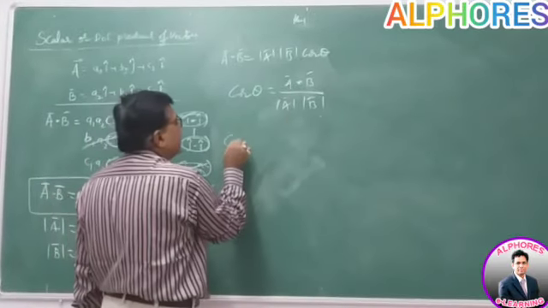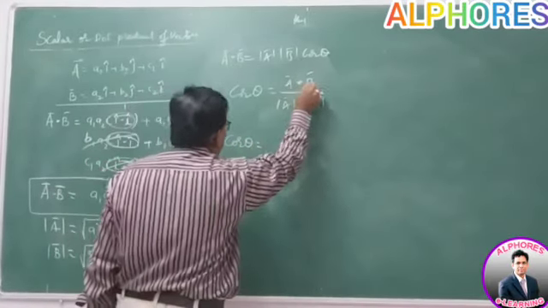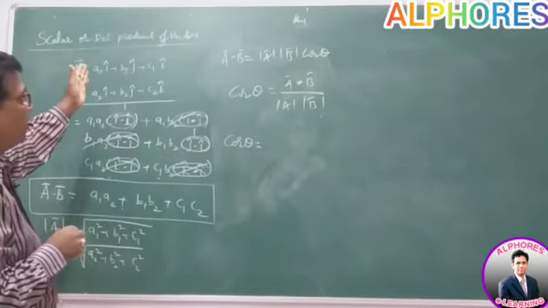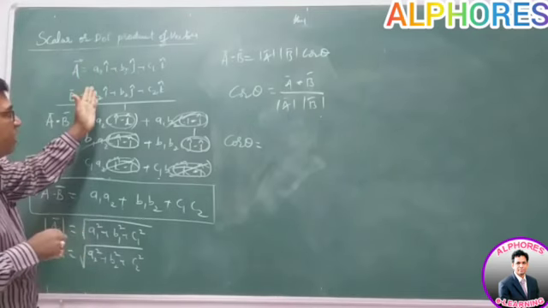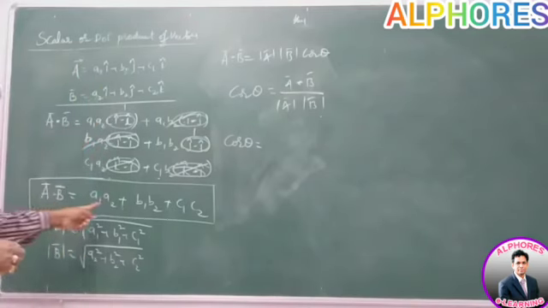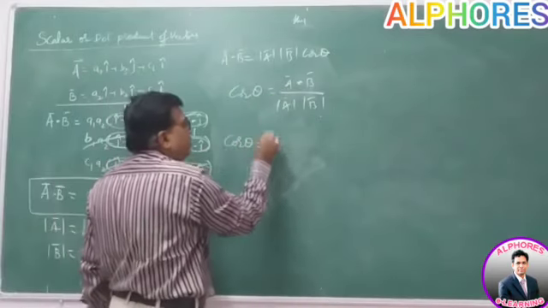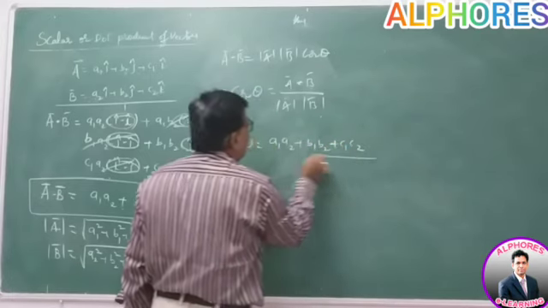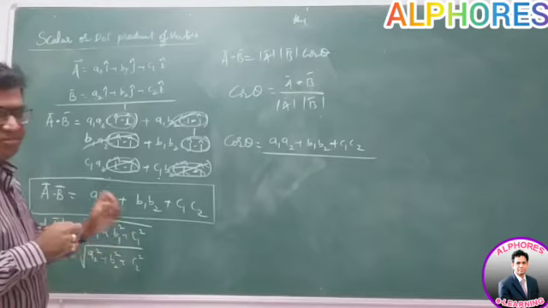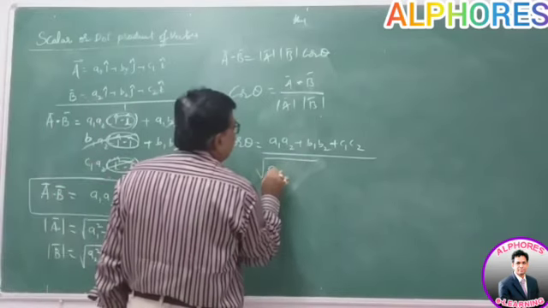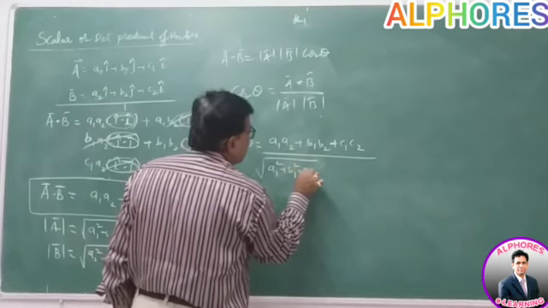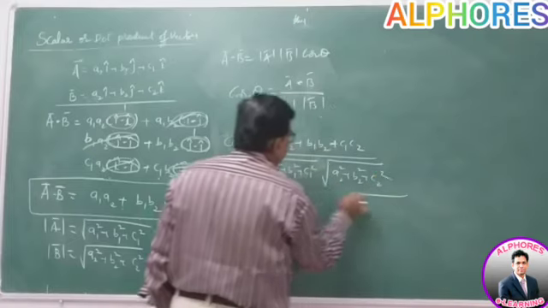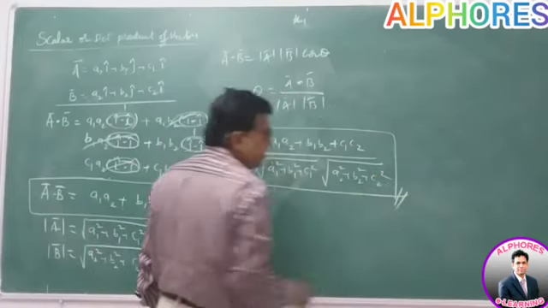So substituting all these in cos theta, you can write A dot B. Whenever A bar is given as a1 i plus b1 j plus c1 k, and B bar as a2 i plus b2 j plus c2 k, then A dot B is directly this. So A dot B in the numerator is a1 a2 plus b1 b2 plus c1 c2, divided by the magnitudes of the vectors: the square root of a1 square plus b1 square plus c1 square, times the square root of a2 square plus b2 square plus c2 square. So this way you can find the angle between the vectors.